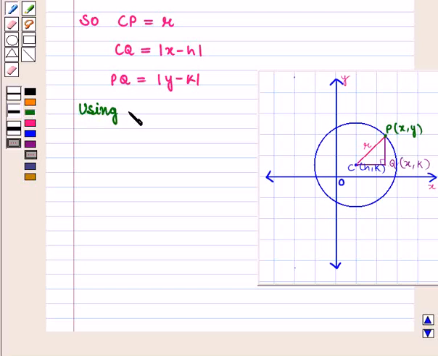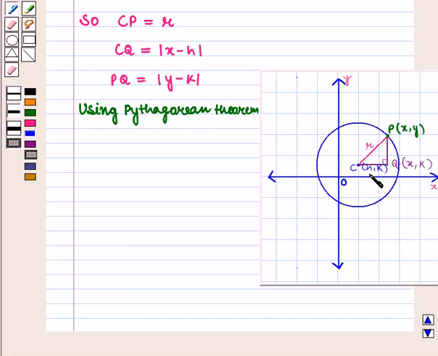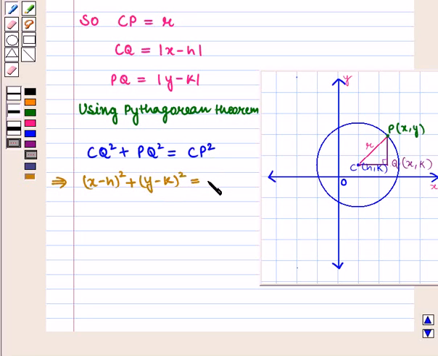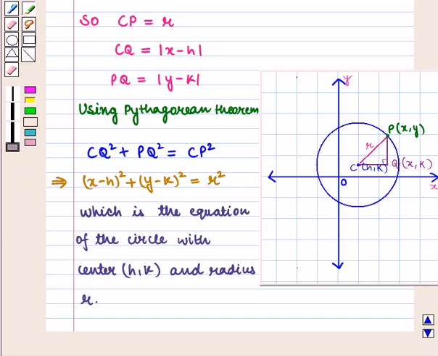Now using the Pythagorean theorem, we have CQ square plus PQ square is equal to CP square, that is, the sum of the squares of the two adjacent sides of a right angle triangle is equal to the square of the hypotenuse. Which implies that CQ square, that is (x minus h) whole square, plus PQ square, that is (y minus k) whole square, is equal to CP square, that is r square, which is the equation of the circle with center (h, k) and radius r.